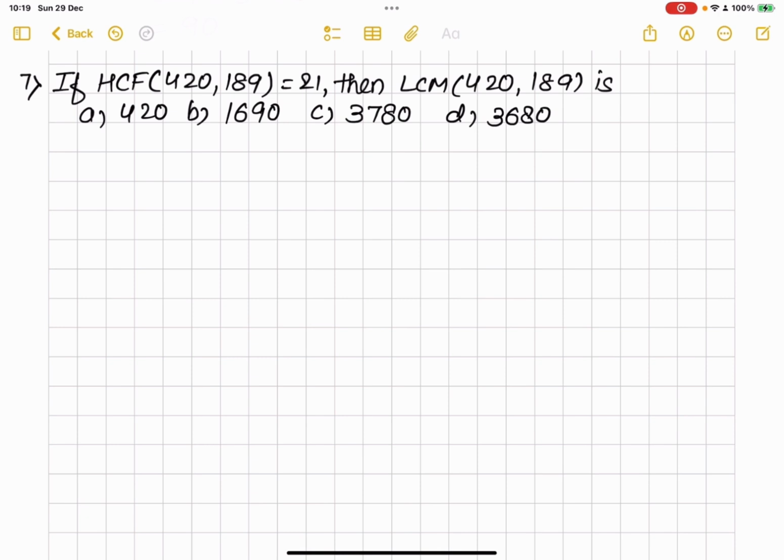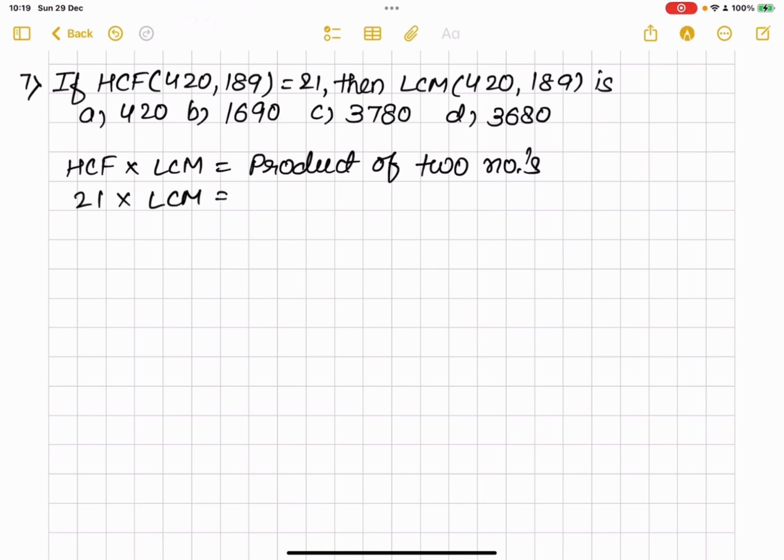Now question 7 says, if HCF of 420 and 189 is 21, then LCM of 420 and 189 is: 420, 1690, 3780, 3680. So we know one formula: HCF into LCM equals the product of two numbers. Here we know HCF is 21, LCM I don't know, and both the numbers I know, 420 and 189.